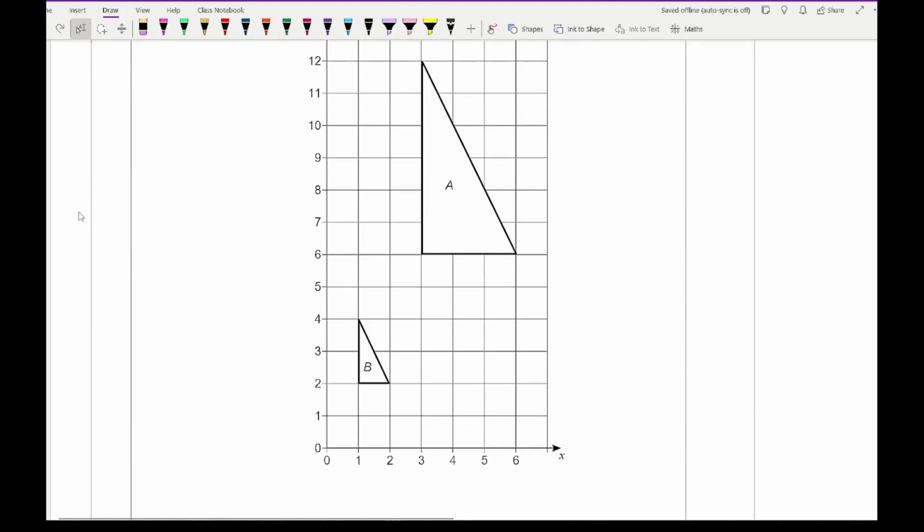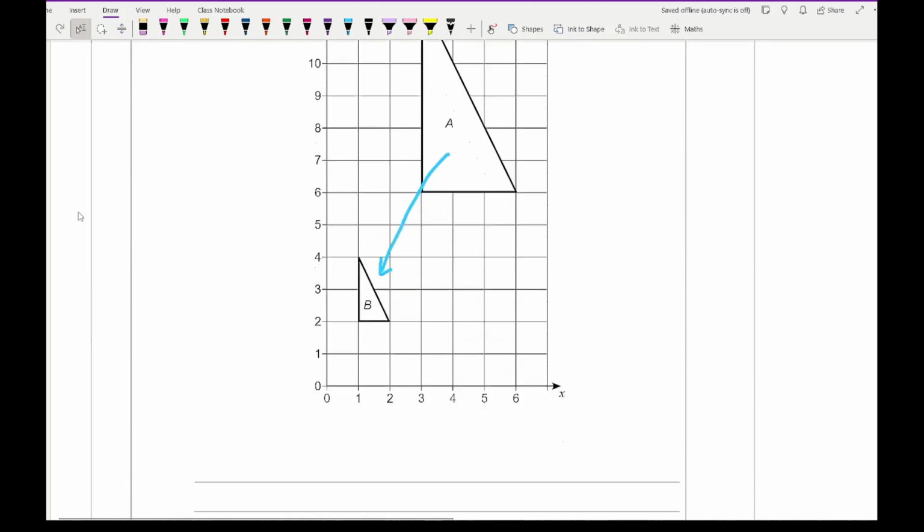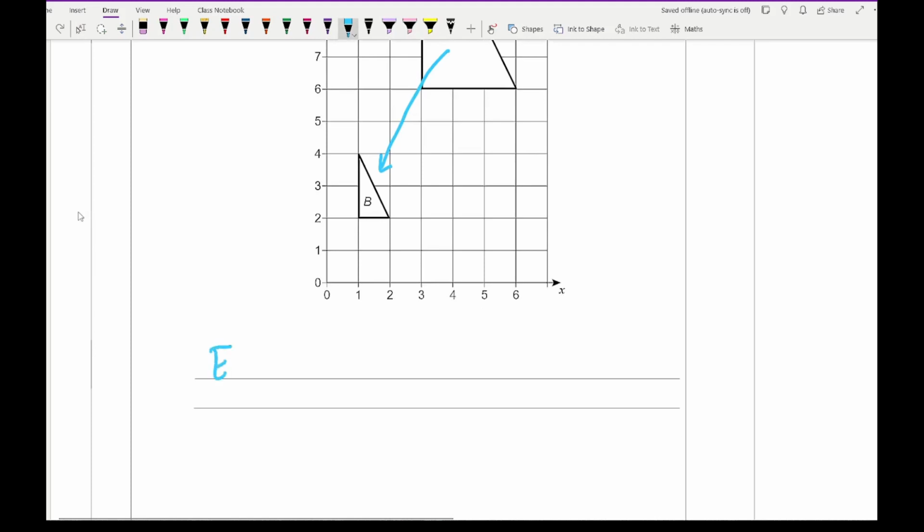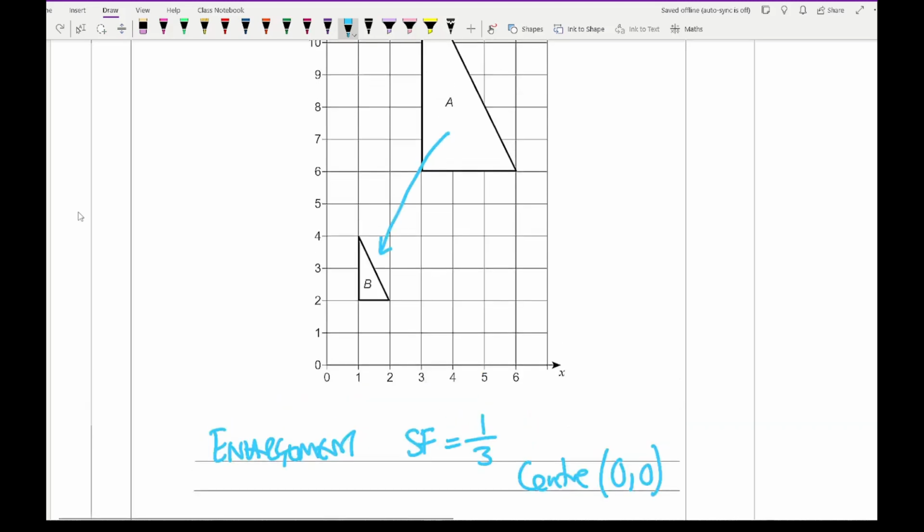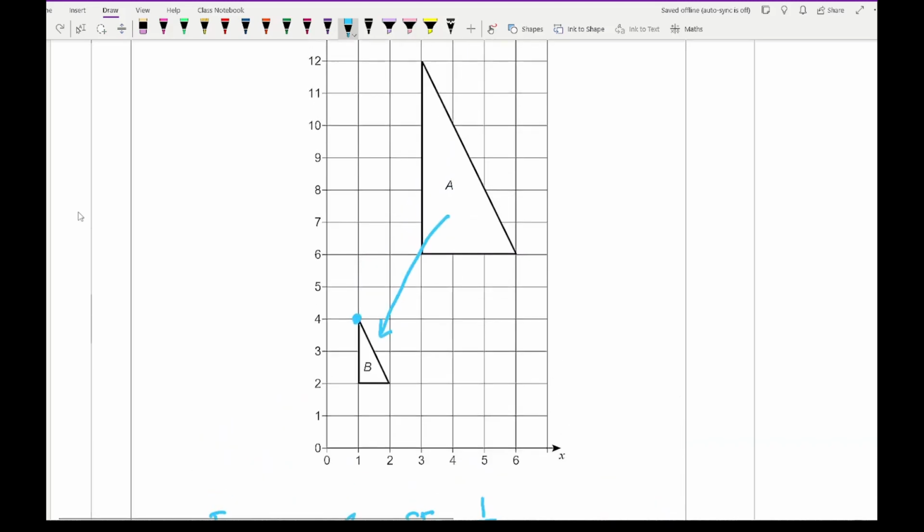So we're going from this to this, and you can see here that the shape has changed size, so it's going to be an enlargement, and it's become a third smaller, so the scale factor is 1/3. The center, if you join all the corresponding points, is at the origin, or at center 0, 0. So all you need to do is, with a ruler, join this point up with this point, and if you wanted to, for good measure, that point with that point, and you would find that they all meet at that point.